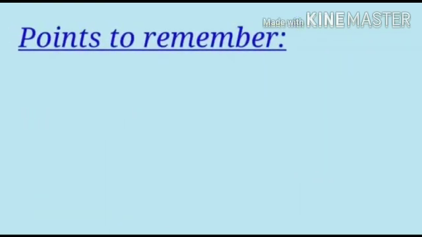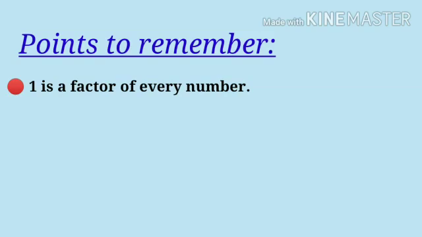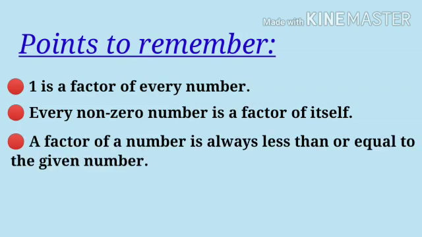Now let us learn some important points about factors and multiples. So first of all, we'll learn about factors. The first point is 1 is a factor of every number. Now we have the next point. Every non-zero number is a factor of itself. Next, a factor of a number is always less than or equal to the given number.